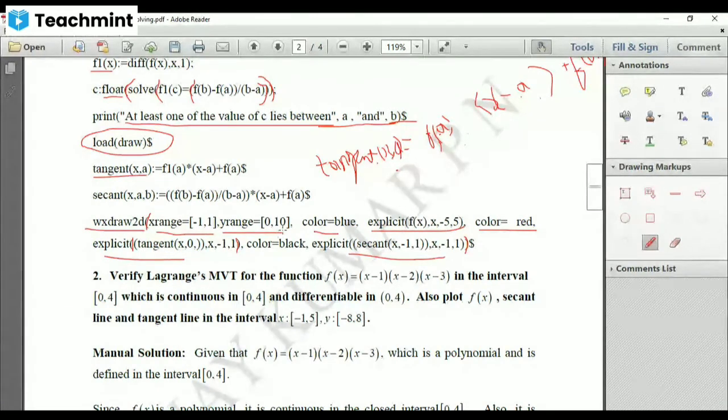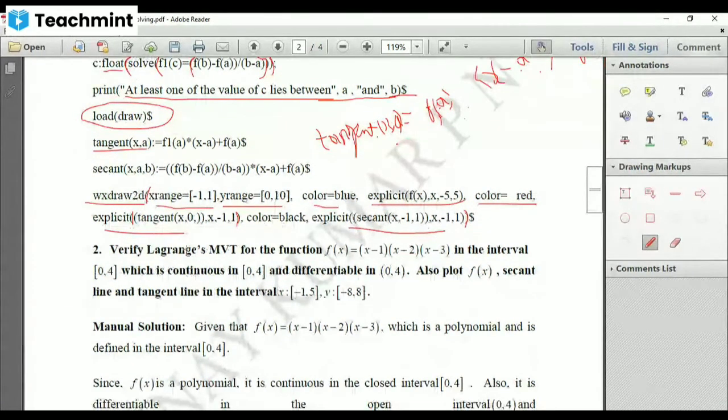All right, let's move on to the next problem. Verify Lagrange's mean value theorem for the function f of x equal to (x minus 1) into (x minus 2) into (x minus 3) in the closed interval [0, 4], which is continuous in this interval and differentiable in the open interval (0, 4). Also plot f of x, secant line and tangent line in this interval.